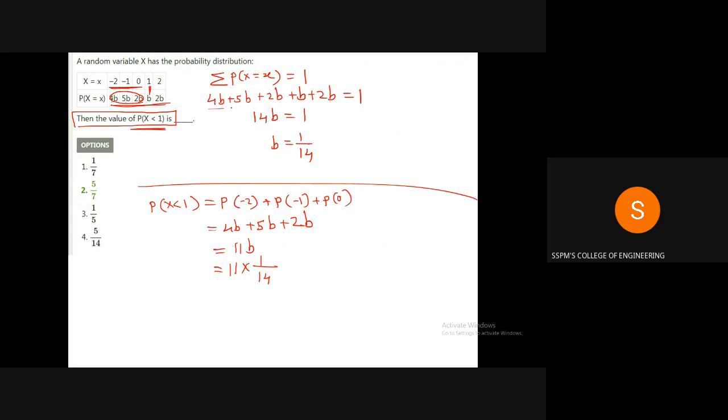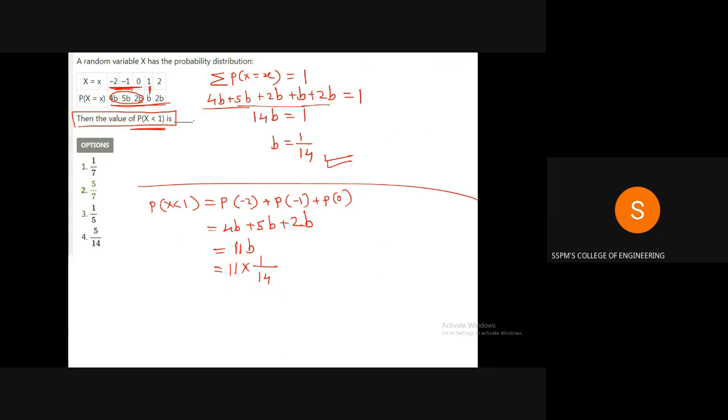So 4 plus 5 is 9, 9 plus 2 is 11, 11 plus 1 is 12, 12 plus 2 is 14. 14b is equal to 1, that is b is equal to 1 divided by 14. So this is correct. Now we have to find the probability for X less than 1. So that is P(-2) plus P(-1) plus P(0), which is equal to 4b plus 5b plus 2b.